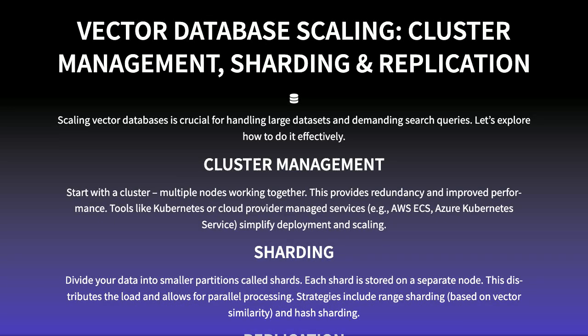Okay, so scaling a vector database is all about making it handle more data and requests without slowing down. First, we build a cluster, basically a team of nodes working together for redundancy and speed. Then we use sharding to split the data into smaller pieces, spread across different nodes. Think of it like dividing a giant puzzle into many easier to manage sections. Finally, replication creates copies of the data on multiple nodes, so if one fails, you still have others ready to go. It's not just about adding more computers, it's about organizing your database smartly for optimal performance and reliability.